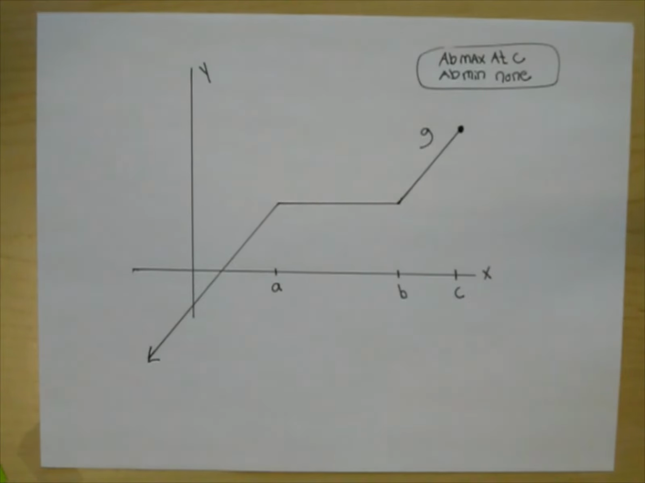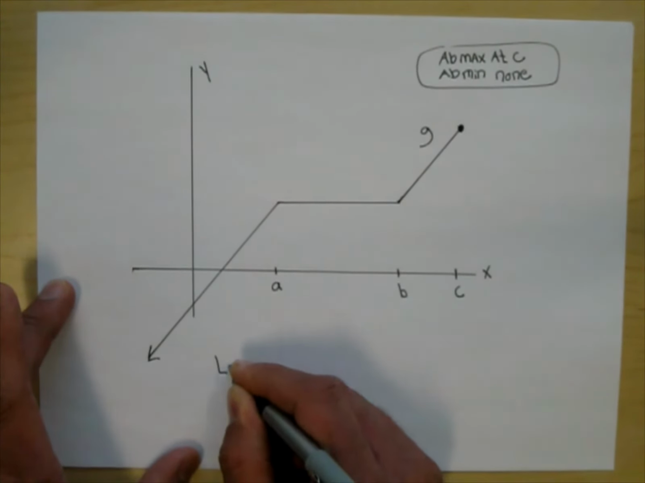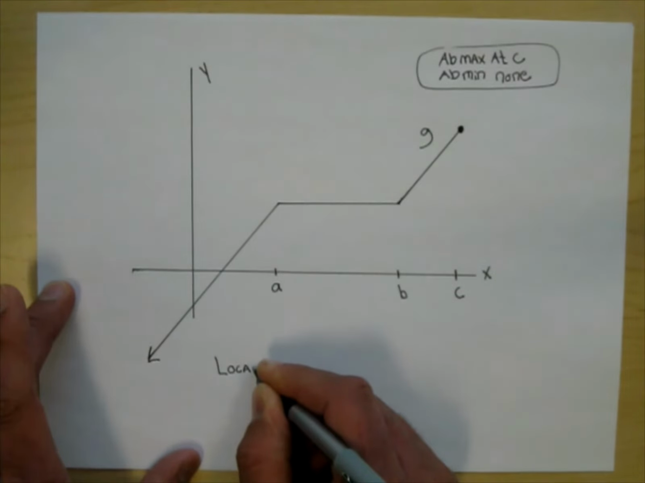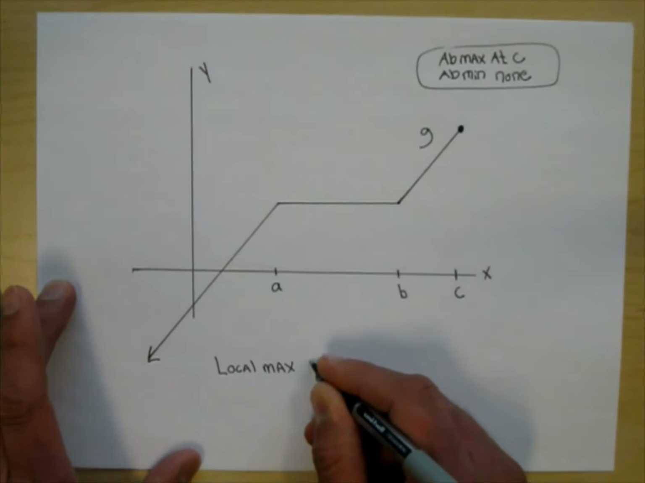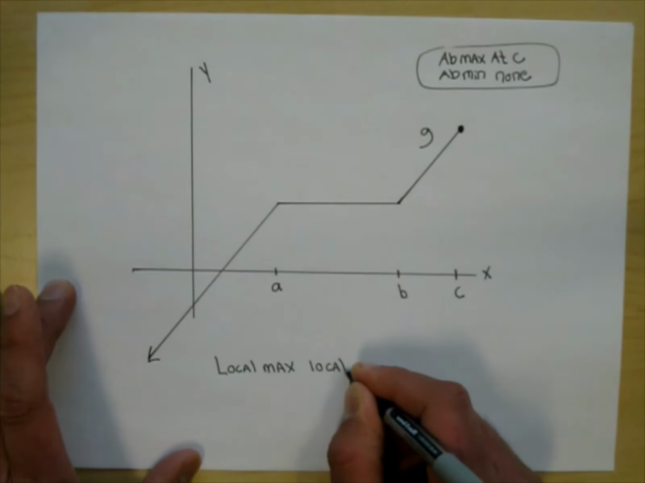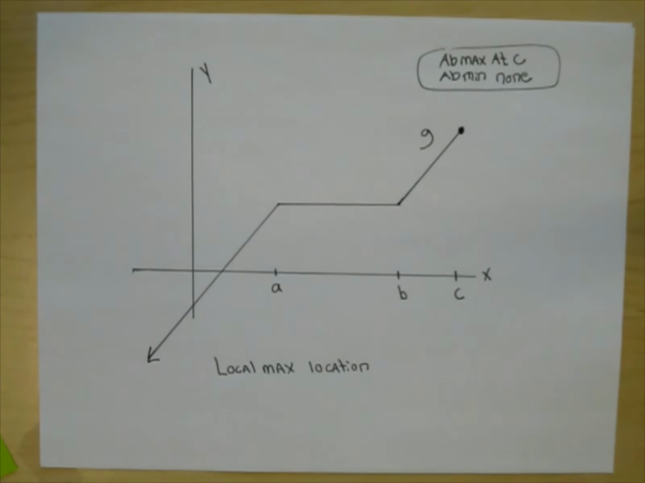We could talk about the interior points and the critical points, but really what I want to talk about on this graph is the location of local max. Okay, so local max location. So is there a local max? And you might say, oh, well, there's not. I don't see the top of a hill.